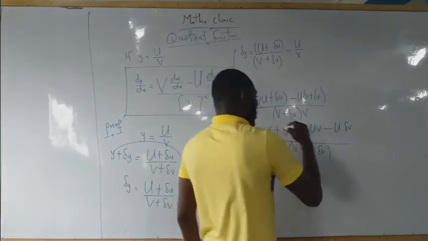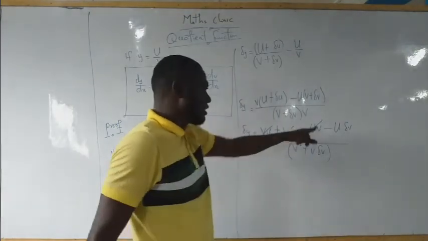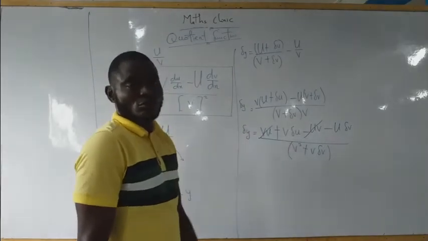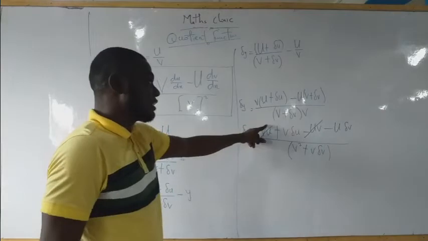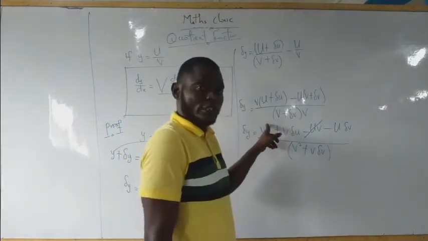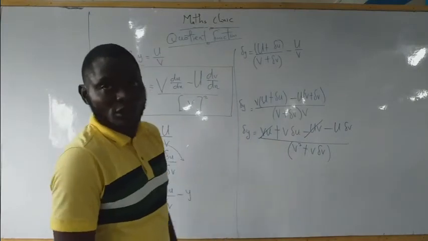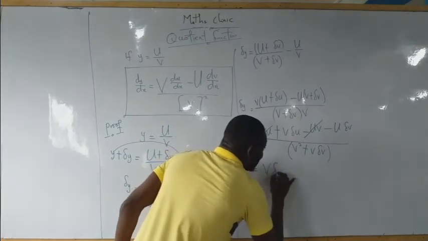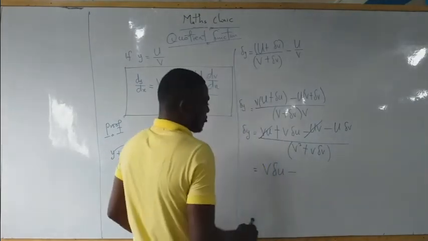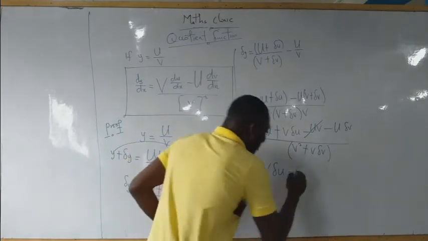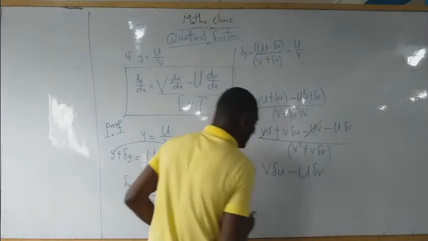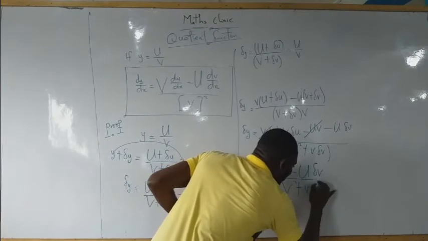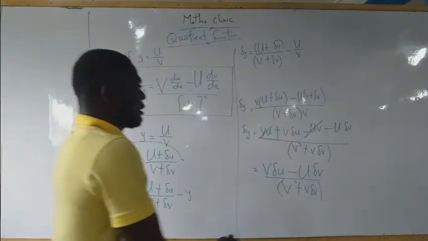This and this will go, yes or no? Yes. uv is still the same thing as vu. 2 times 3 is 6, 3 times 2 is 6. So which means that what? V times u is vu or uv, which is still the same thing as u times v. Okay? So this will be equal to v changing u minus u changing v, upon v square plus v the v.